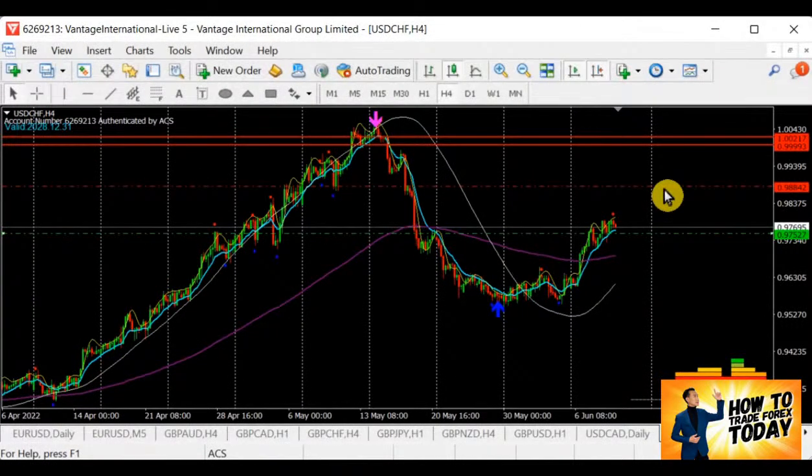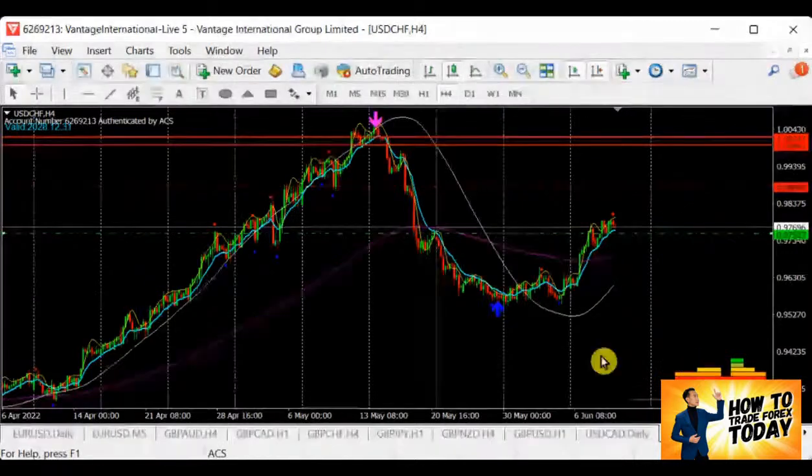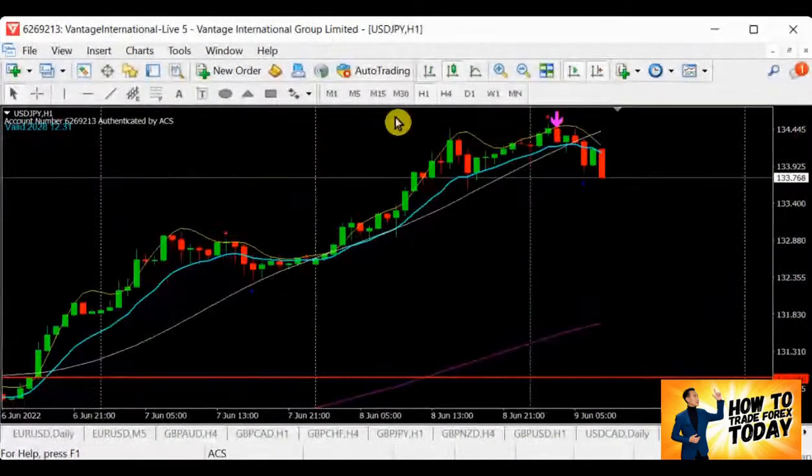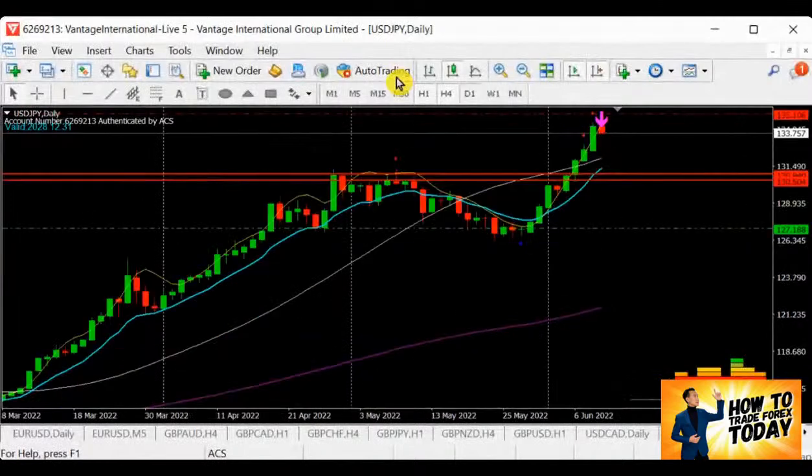So for this case, looking at this dollar franc, I'm going to stay away. Okay, stay away first. Not really very favorable. All right. So for dollar yen.